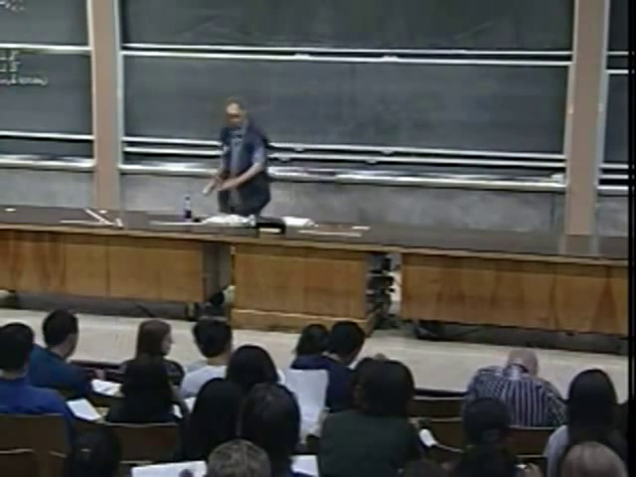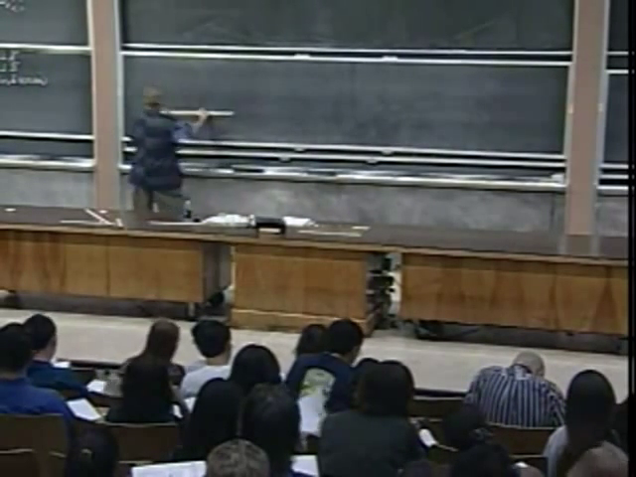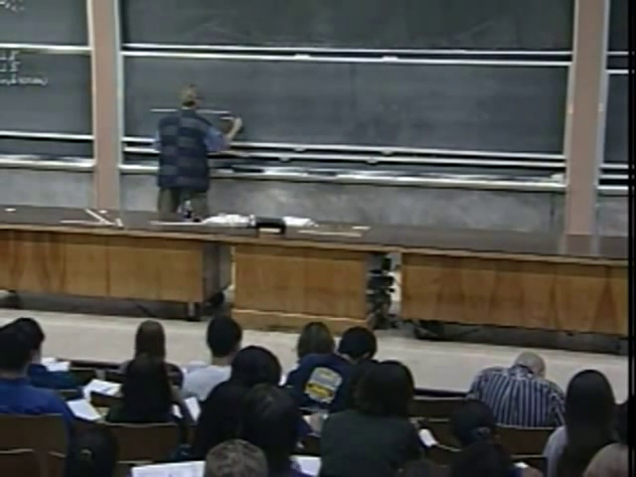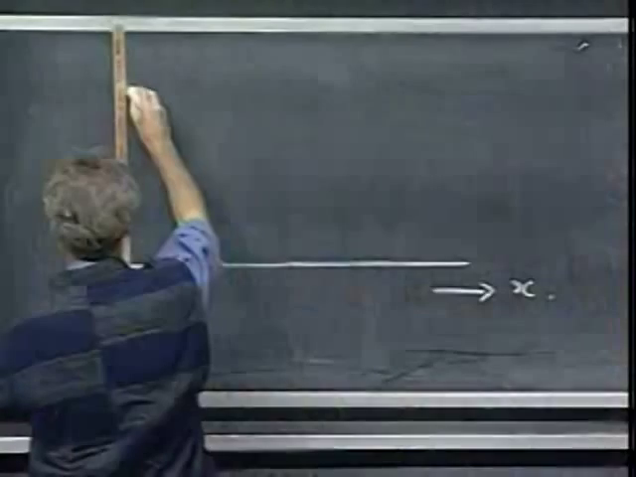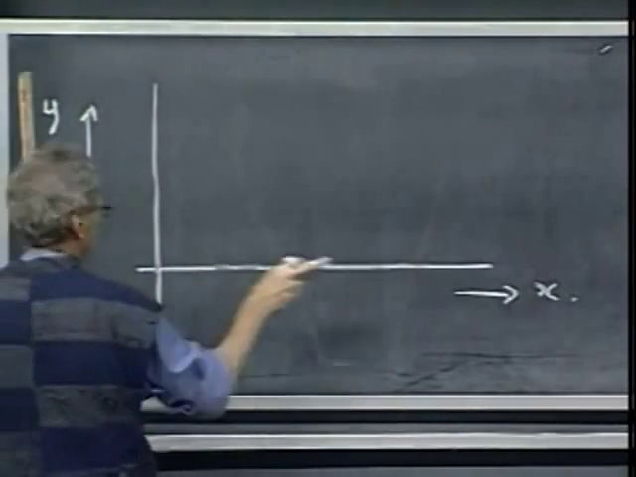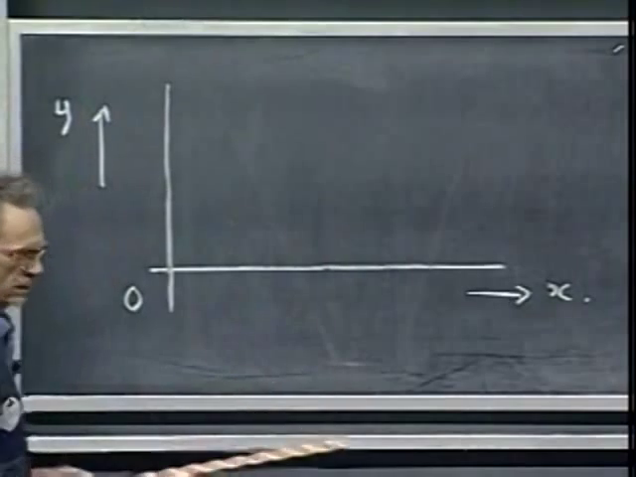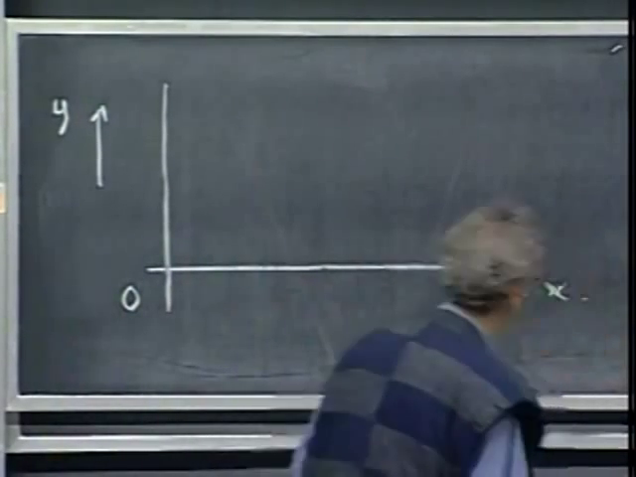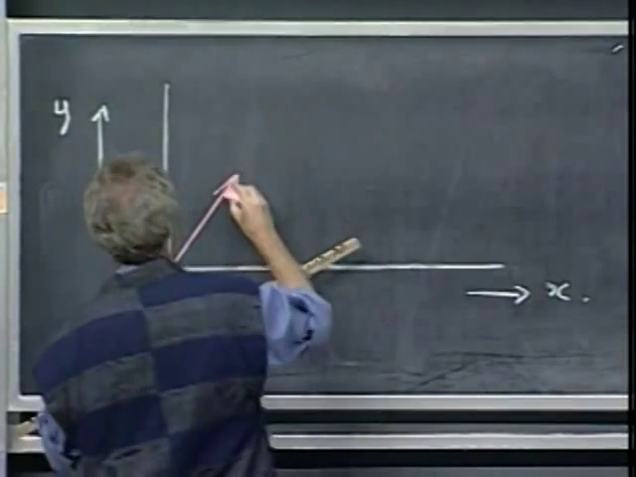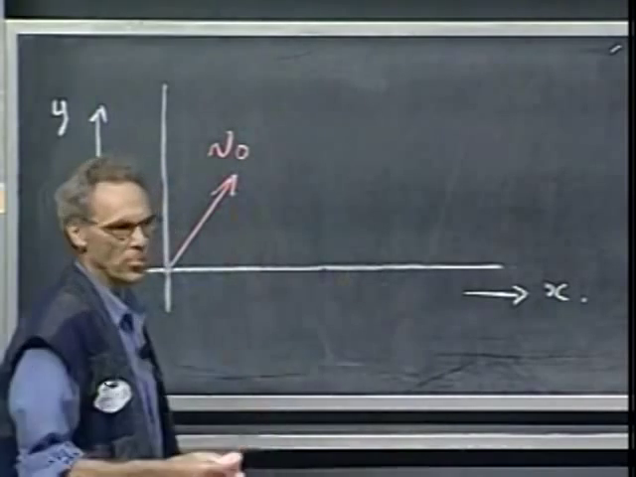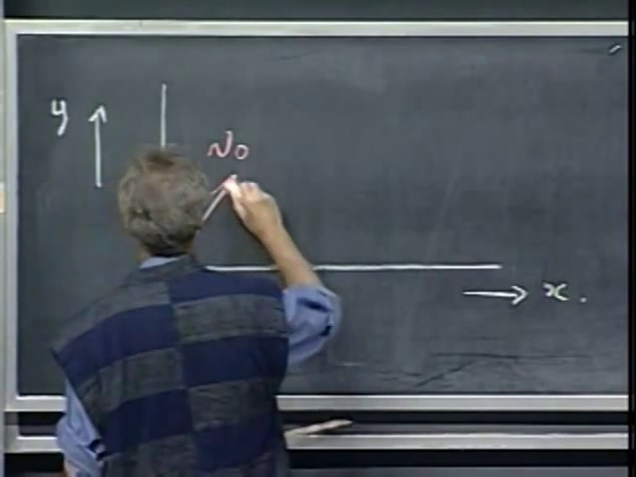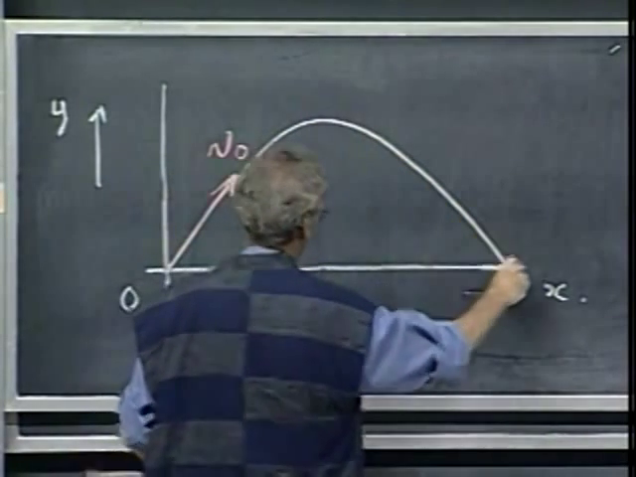So we are going to have one trajectory. Let this be the x direction, and let this be the y direction. Increasing values of y, increasing values of x. I take an object and I throw it up with an initial velocity v0. And what is the object going to do? You're going to get a parabola under influence of gravity, and it comes down here again.